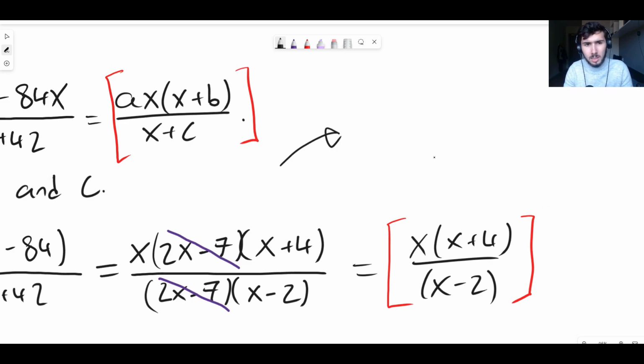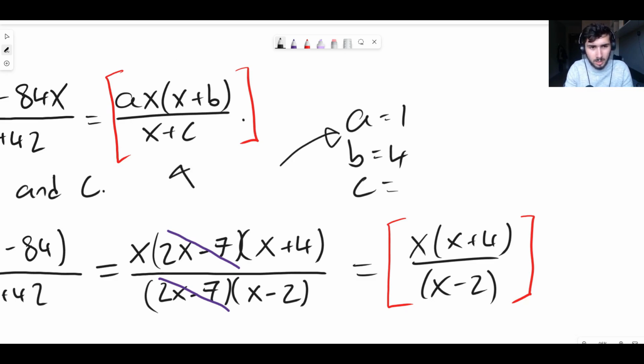You can clearly see here that A has to be 1, because if we look at the actual result that we've got, it's 1x. So A must be 1. B is clearly going to be 4, because here we've got an x plus b and here we've got an x plus 4. So just by comparing them, B must be 4. And C must be, well, if we look here, we've got an x plus c, and here we've got an x minus 2.